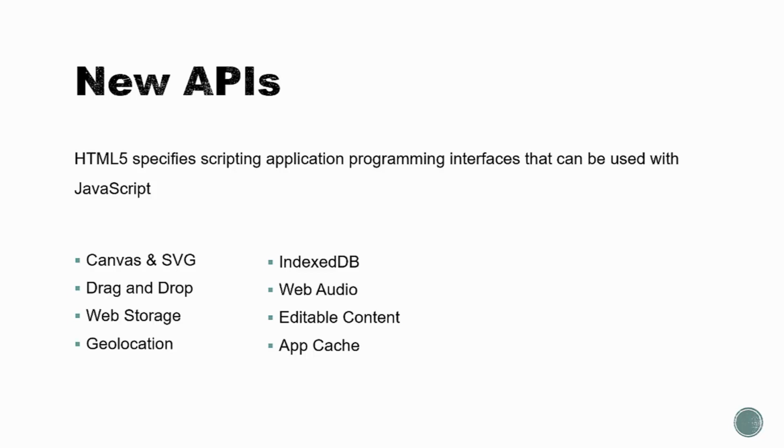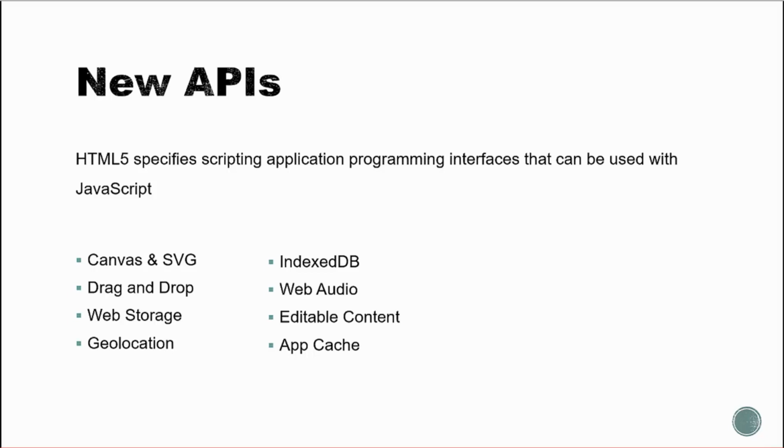So these APIs include Canvas, which is a new HTML element that's used to draw graphics on the fly using JavaScript, and SVG, which stands for Scalable Vector Graphics. This is a way to define graphics for the web, and it also has its own SVG element or SVG tag. We also have the ability to drag and drop elements, web storage, which includes both local storage and session storage, which is cleared when the browser is closed.